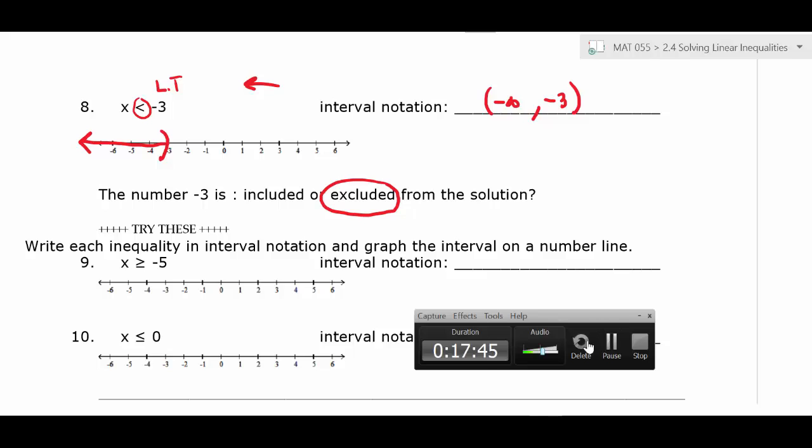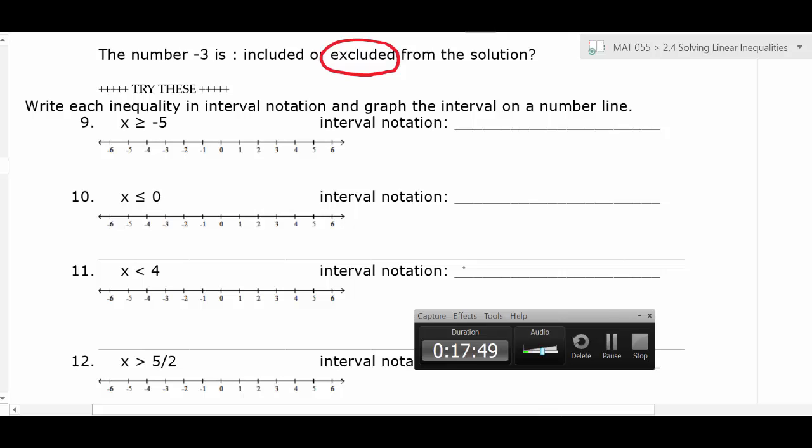Now the next thing I'm going to do is pause this and let you do a few problems. For the next four, you want to make sure that you're very solid on all of these cases. So I'll pause and let you work those out.